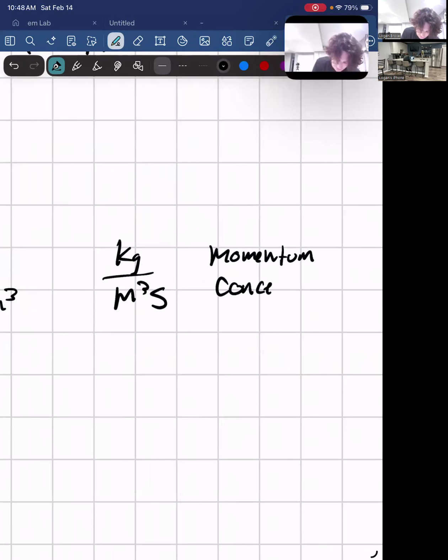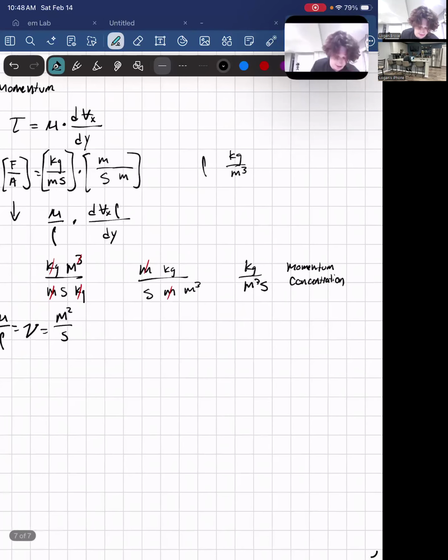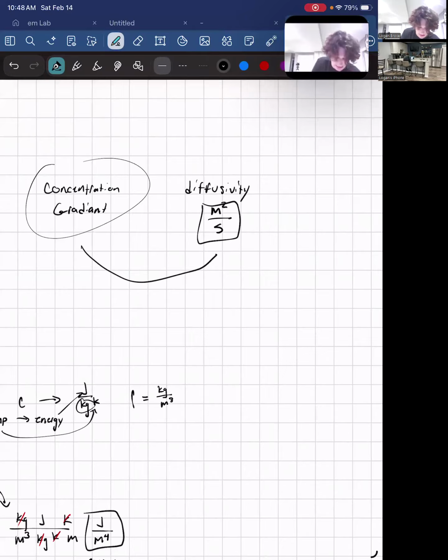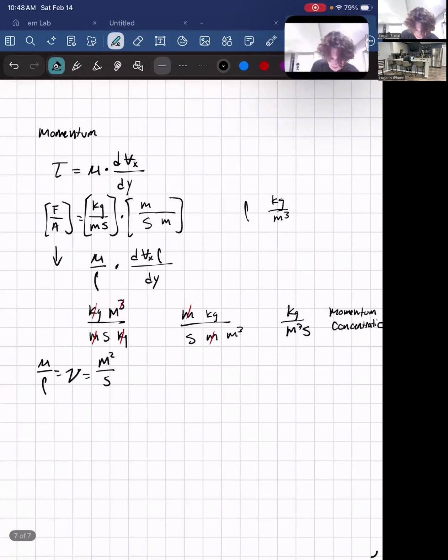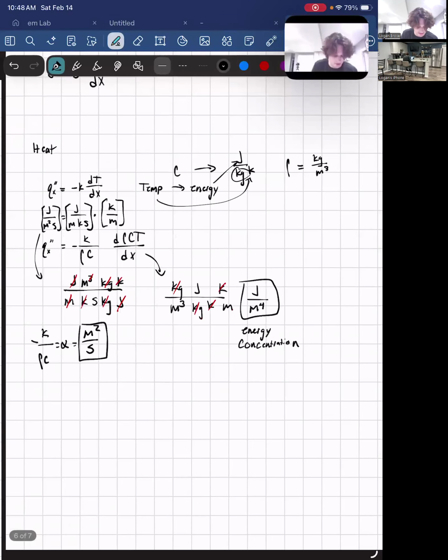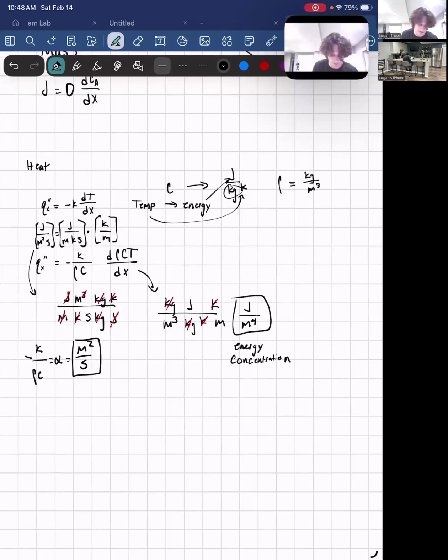And this is our momentum concentration, which will be our concentration gradient for momentum. And then our diffusivity is this kinematic viscosity term, which is meters squared per second, which is the same as our thermal diffusivity from the last problem, which is what we're trying to get to.